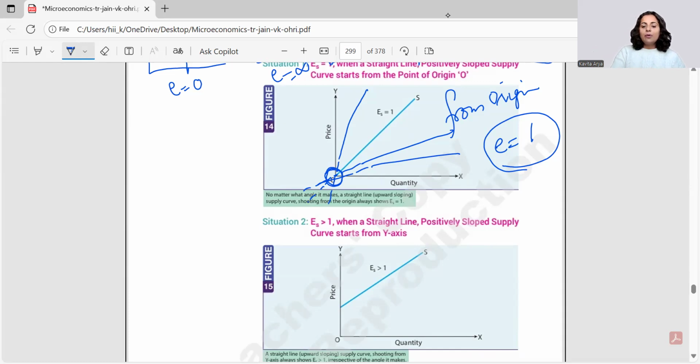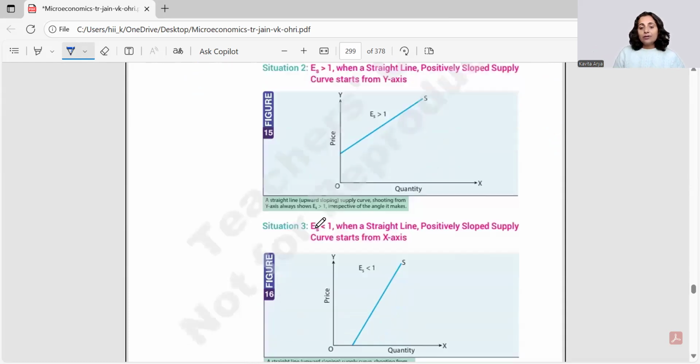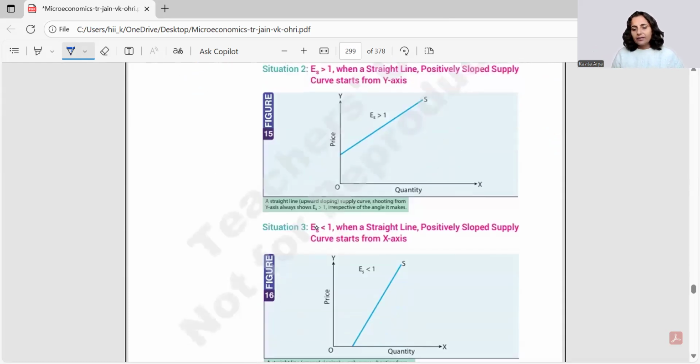Right. When you talk about elasticity greater than 1, I told you it's going to be a flatter curve. What is the other thing you must know?